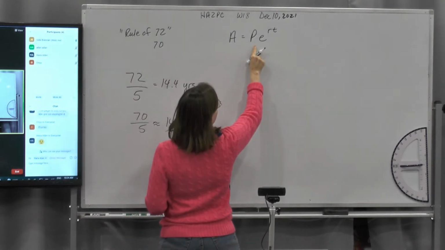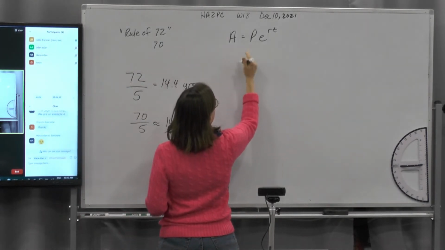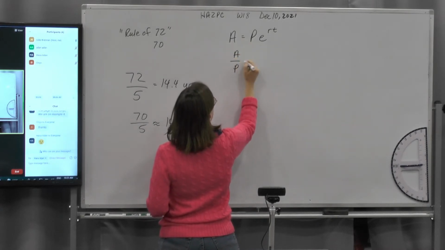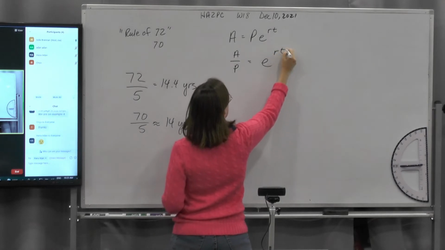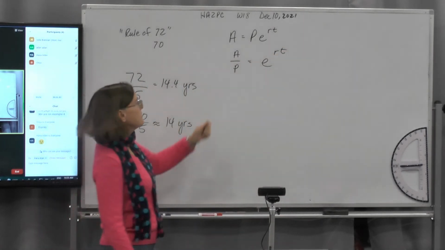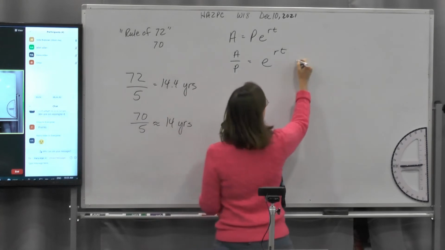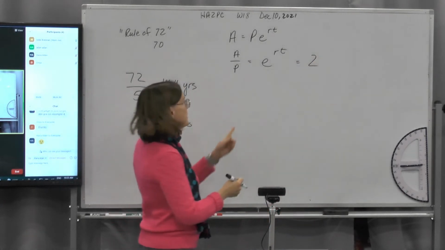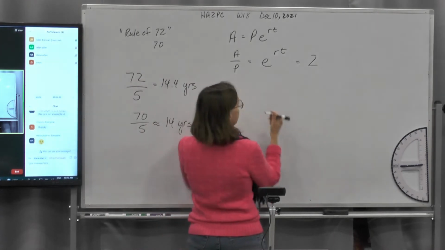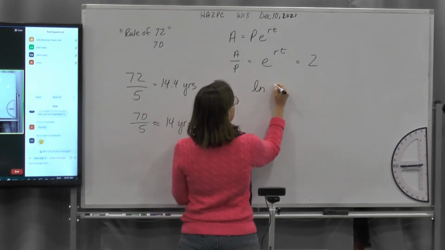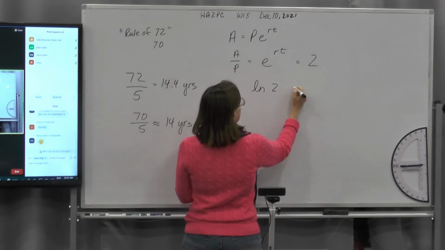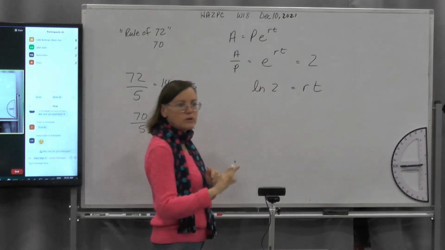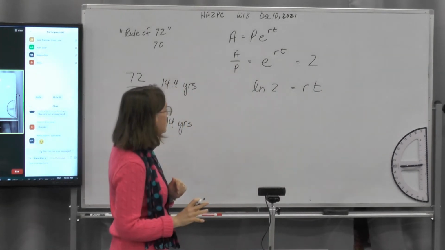And notice that if I'm going to double my money, that means A over P is going to equal e to the rt. Well, if I'm doubling my money, that's going to equal 2. So what am I going to do to solve this one? This is even easier. The natural log of 2 is going to equal the rate times the time. I'm actually just rearranging the formula here.